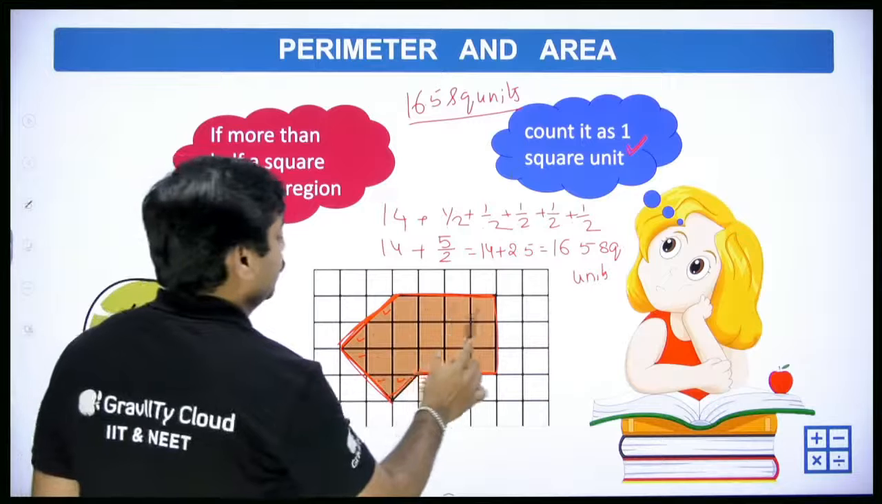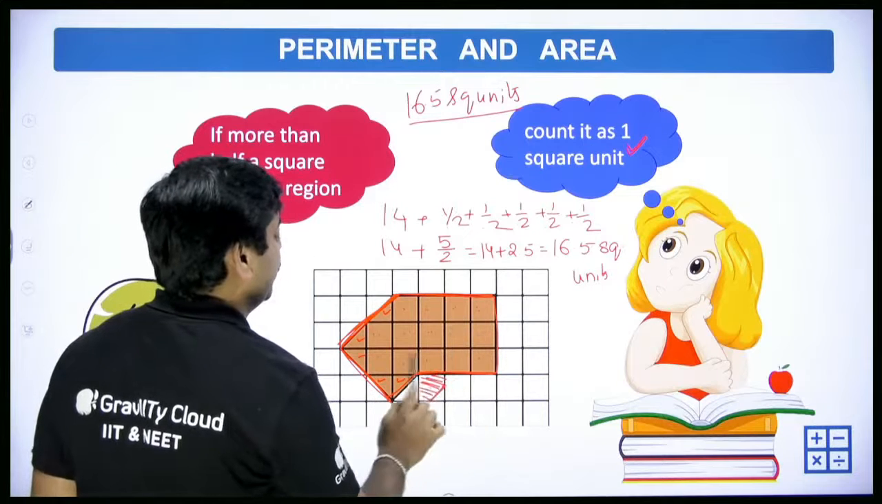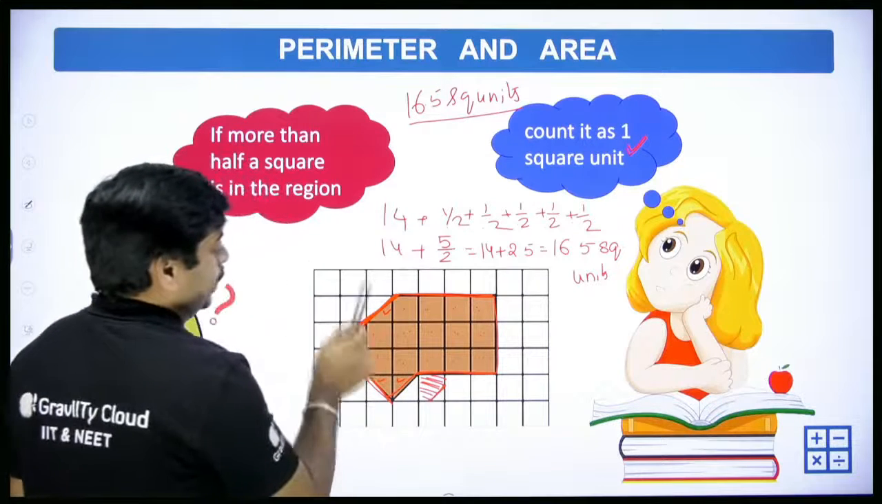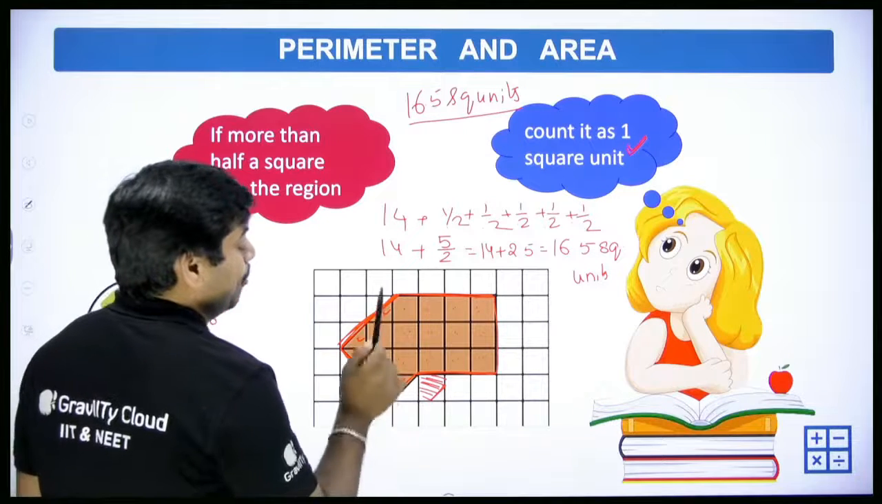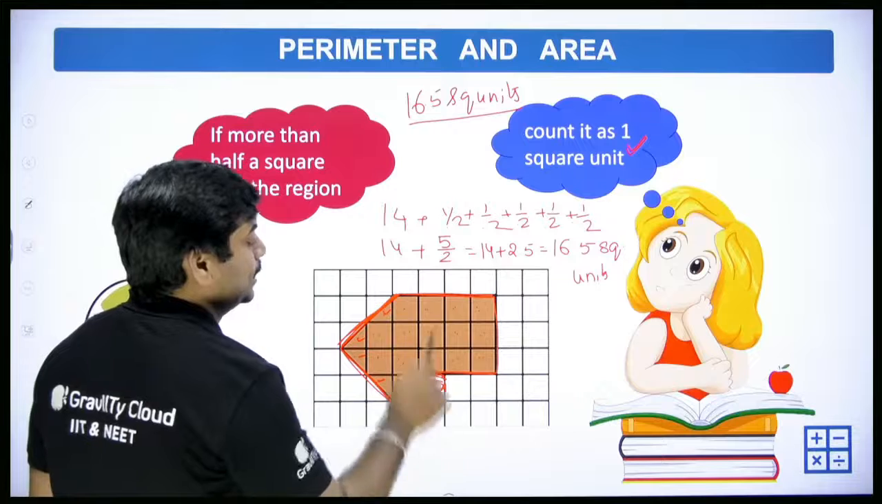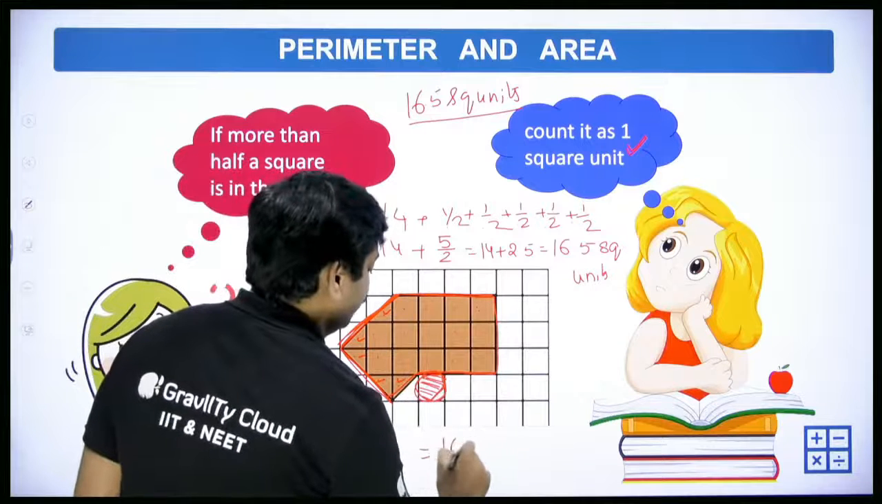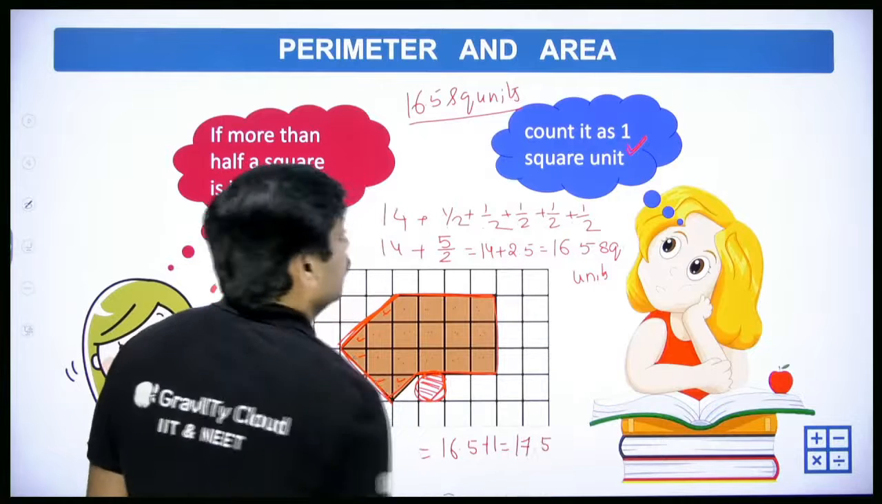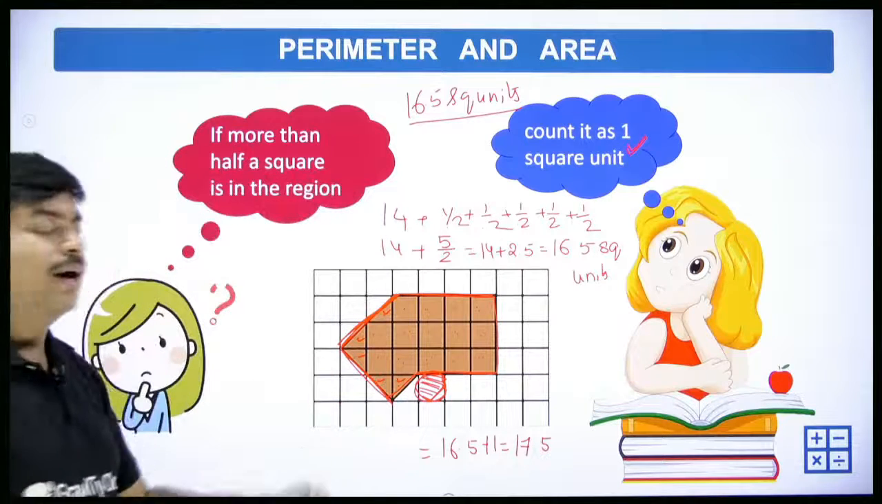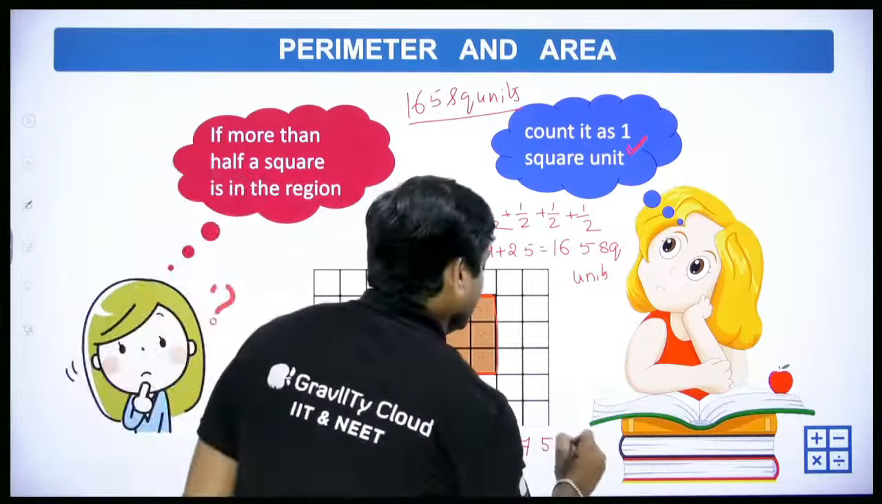So 1, 2, 3, 4, 5, 6, 7, 8, 9, 10, 11, 12, 13, 14, then 14.5, 15, 15.5, 16, 16.5, plus 1 complete square coming here. That will give you 16.5 plus 1, which is 17.5. Area is always in square units.